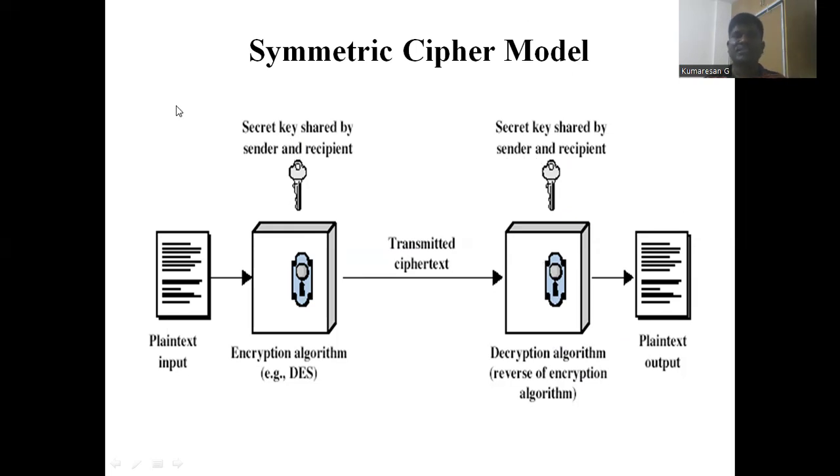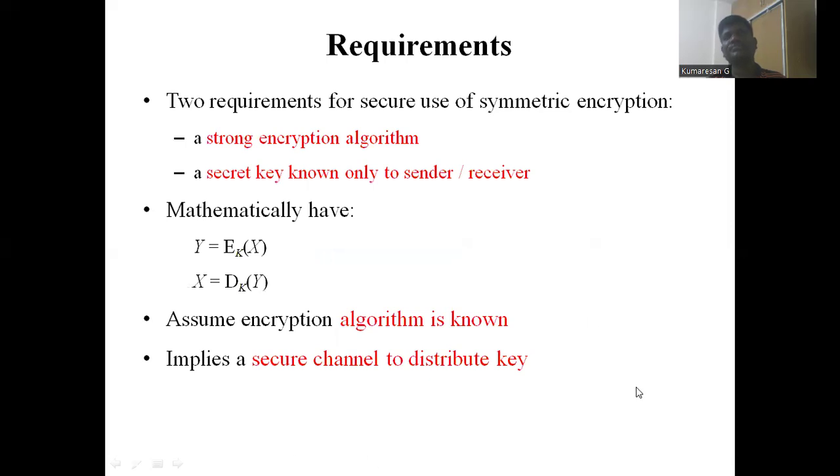So this entire model we call the symmetric cipher model. Why do we call it the symmetric cipher model? Because the same key is used by both sides, the sender side as well as the receiver side. Once we complete the encryption with the help of some key, that key is shared with the receiver side. So the same key is used, and this model is called the symmetric cipher model.